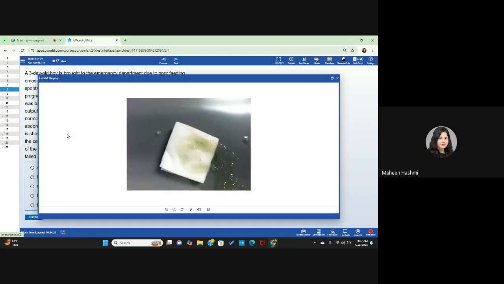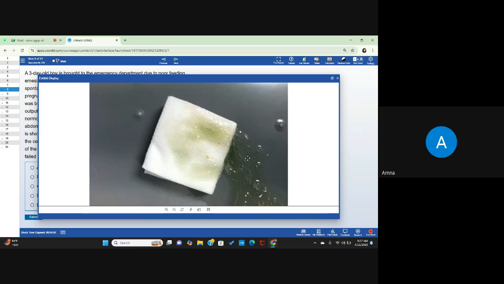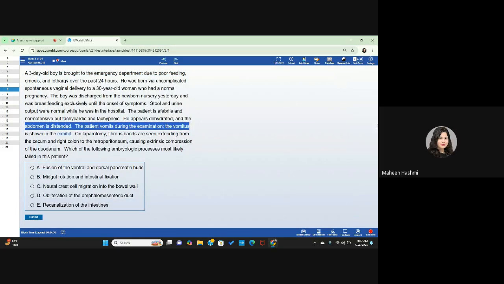All right. Exhibit. What does it look like? What's this? Bilious vomiting. All right. Very good. So we have a 3-day-old boy, poor feeding, emesis for 24 hours. Stool and urine output were normal. The patient is afebrile. He appears dehydrated. The patient vomits during the examination. Fibrous bands. What's this? It's malrotation. It's Ladd bands.